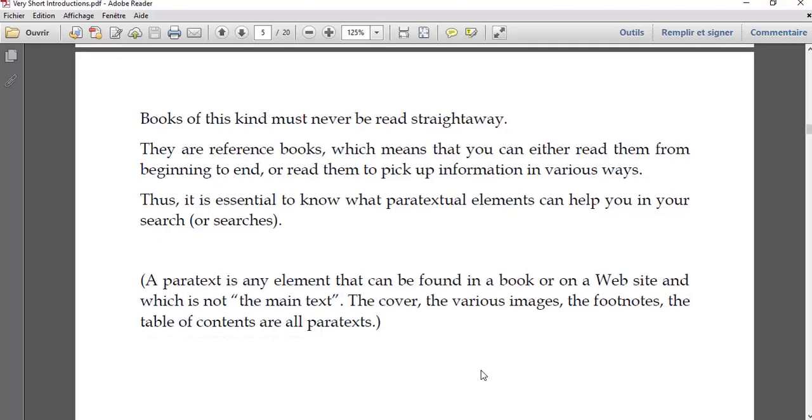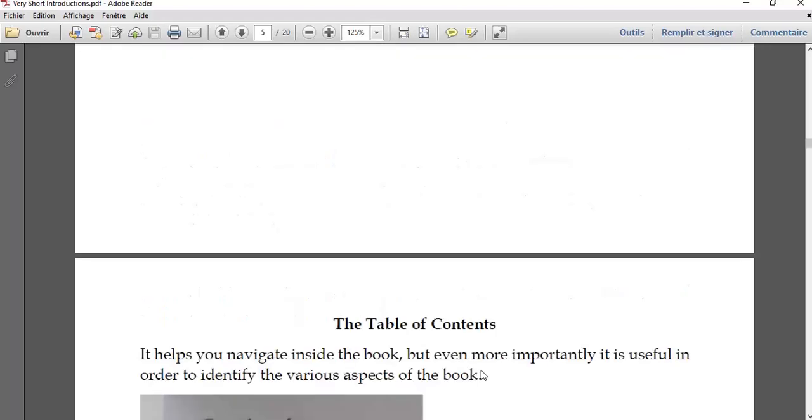So let's look at some of these paratextual elements, and I hope you've understood that what I am saying is that with books like Witchcraft, reference books in general, les ouvrages de référence, you are not supposed to read them from page 1 to the last page. These are books that can be useful even if you don't read them completely. So how can you decide what bits you're going to read? This is what I want to explore now with the various paratexts.